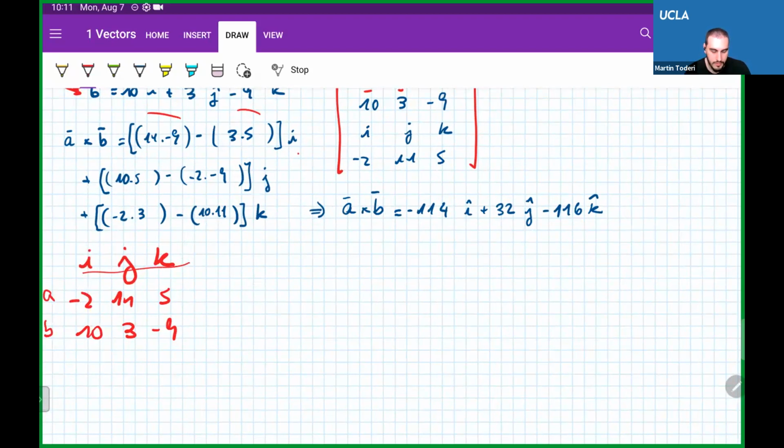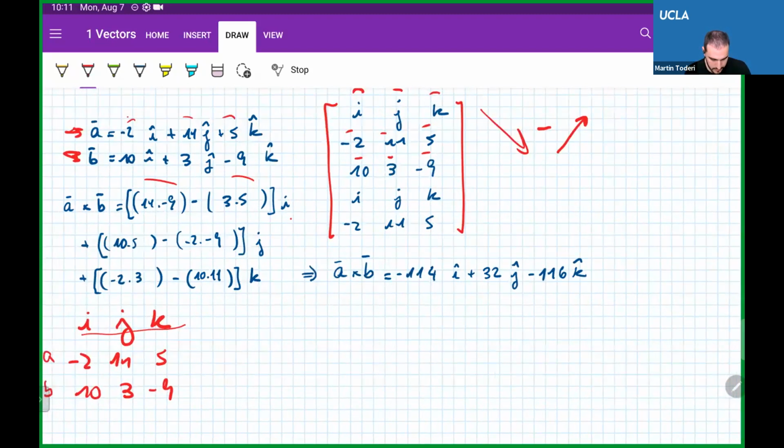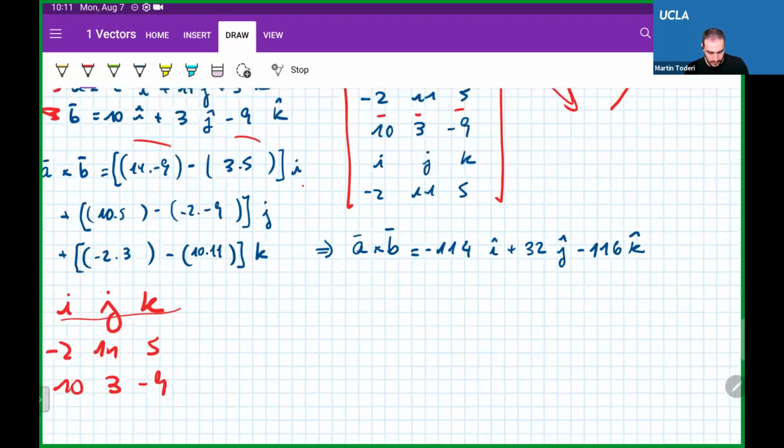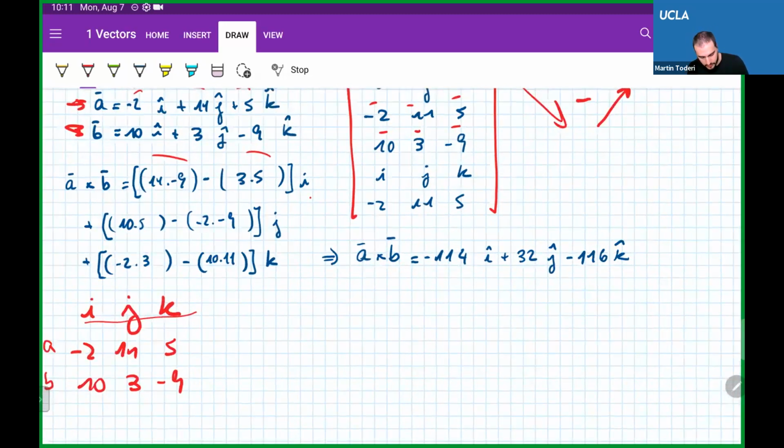Anyone know the component next to this one? 11. Oh, sorry. You mean the second component of the vector A? Let me open this. Yeah, 11. Yeah, maybe I'm moving the tablet too much and it's not updating. Okay. So I'm gonna go down here. Yeah. Okay.